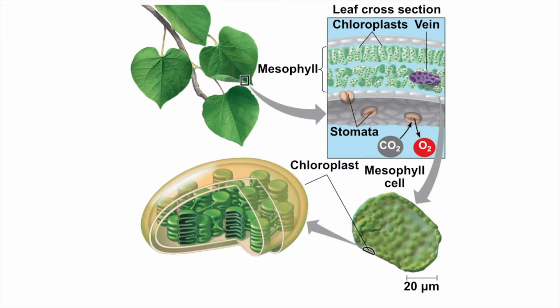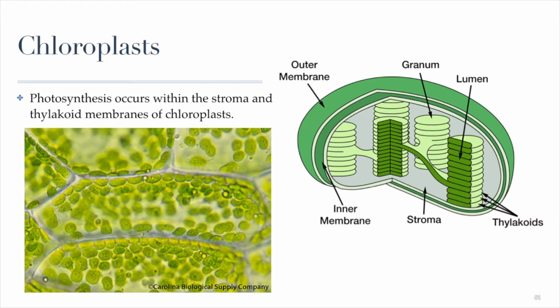The mesophyll cells themselves are filled with organelles called chloroplasts, and it is in the chloroplast that photosynthesis takes place. So let's take a look at the chloroplast in a little bit more detail. Within each chloroplast, we find disc-like structures called thylakoids. Thylakoids I like to describe almost like pancakes, but unlike pancakes, they are hollow on the inside. So there's actually a little bit of space between the top of the pancake and the bottom of the pancake.